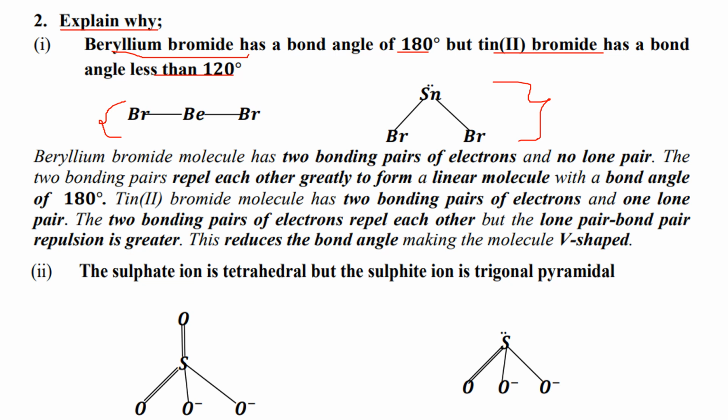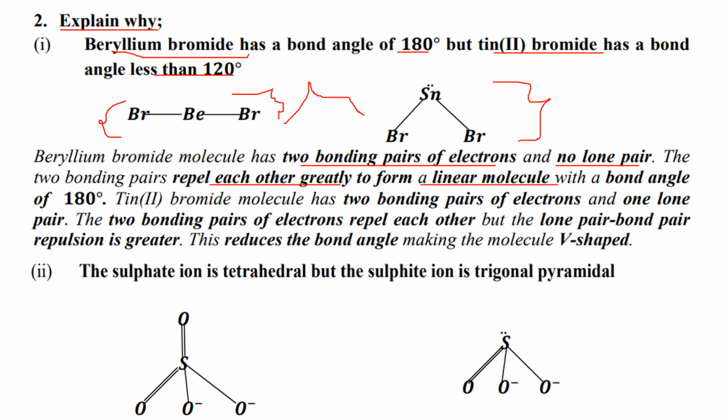Like I said, we already covered drawing of structures in the second video, and this is the final video which is going to be handling only explanations about the shapes of different molecules. So if you didn't watch the second video, make sure that you first check it out before proceeding with this video. Going to this one, you are going to say that the barium bromide molecule has 2 bonding pairs of electrons and no lone pair of electrons, and therefore the 2 bonding pairs repel each other greatly and equally, forming a linear molecule.